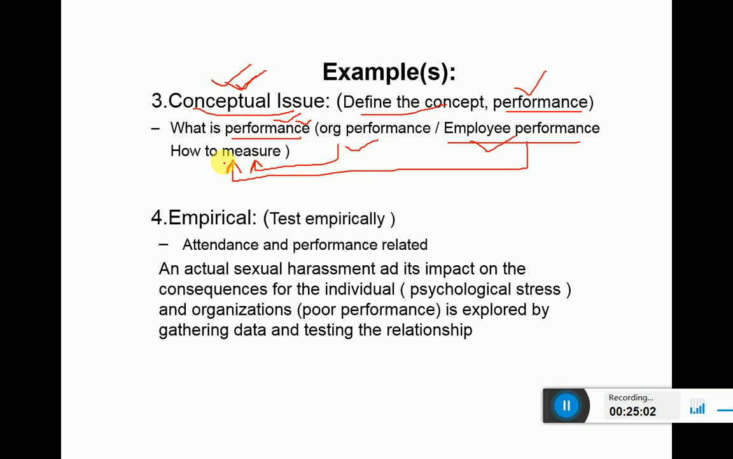The last step, the last dimension, is empirical. We test empirically. That means if there are two variables or two concepts, for example skills, we numerically find out the relationship. As a test, suppose money or motivation, we find out whether the relationship is positive.